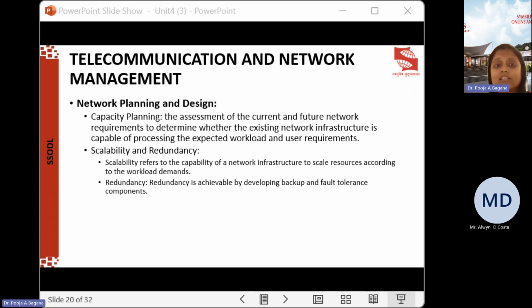Redundancy means duplication of the data. It is about the backup which is required for fault tolerance. So we require redundancy because of high availability and for fault tolerance.